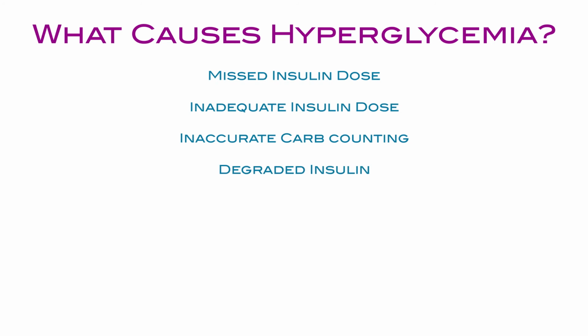Degraded insulin. If I use insulin that is expired or has gone bad, it does not work properly in my body and could cause a high glucose level in my blood for the amount of insulin and will cause hyperglycemia.